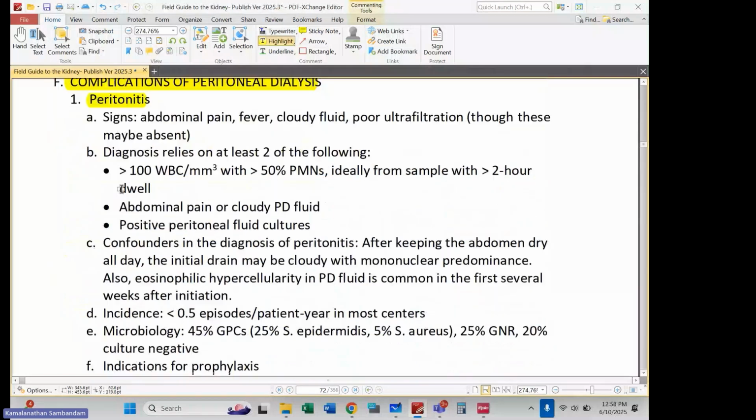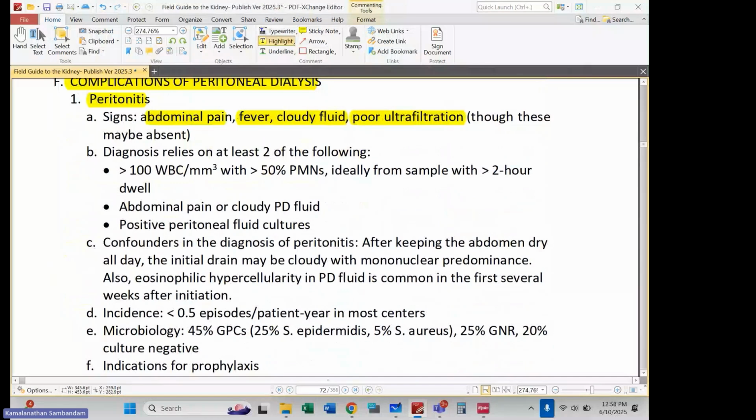Peritonitis, as a complication of peritoneal dialysis, we'll cover first. Sometimes you'll have abdominal pain, fever. Very often you'll have cloudy fluid, not always. And then ultrafiltration can suffer.